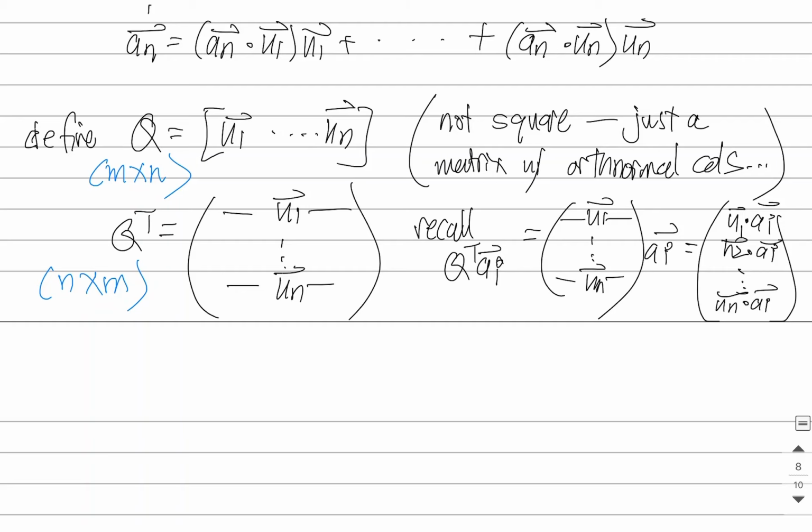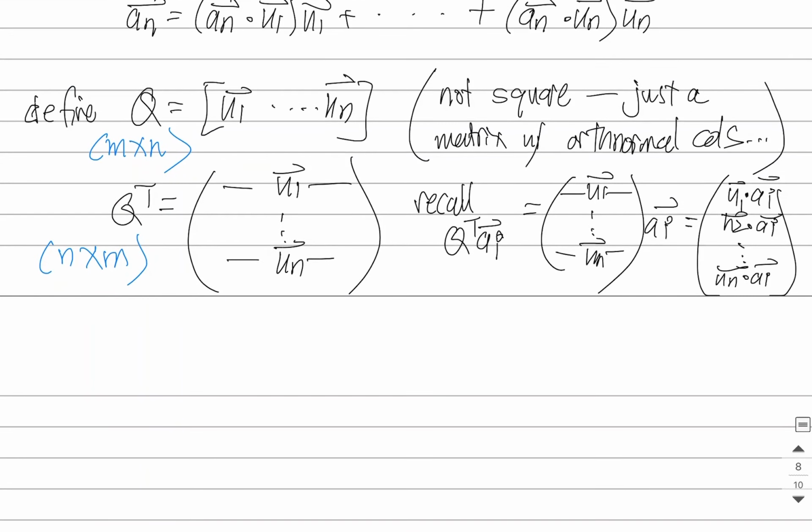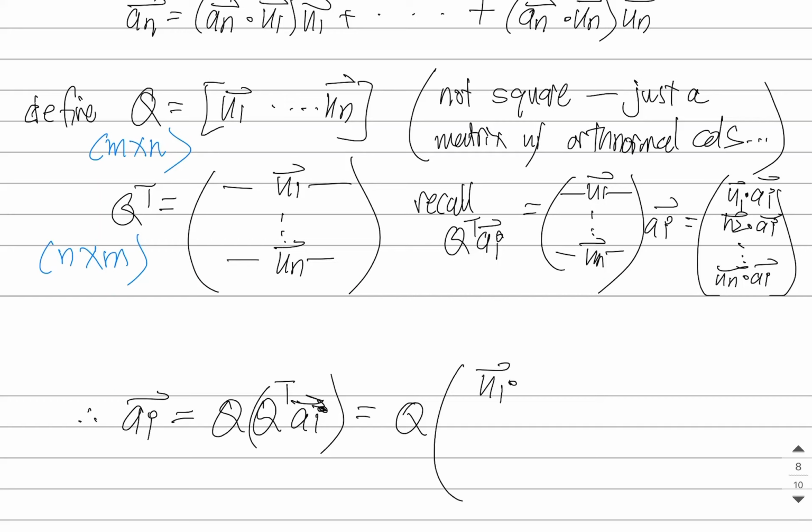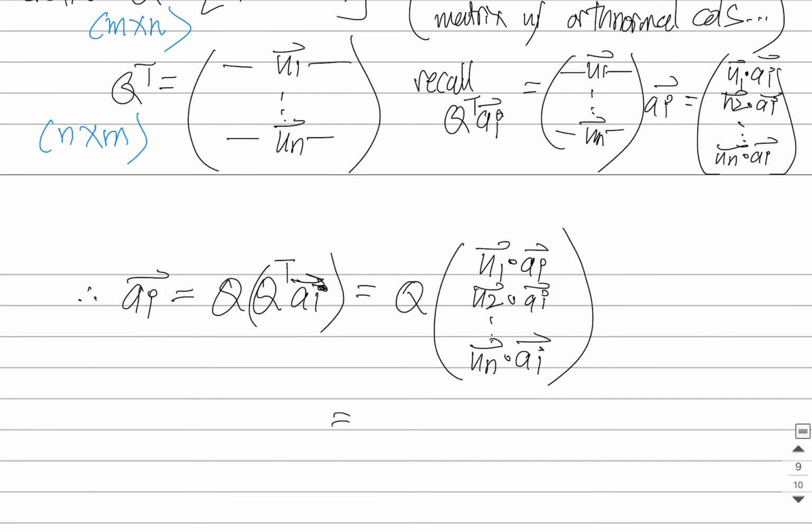We talked about this before, but that's possible for us to write that way. And then at the end of the day, what you will find is that I can take any vector and write it as this matrix product: Q times the result that I just got, u1·ai, u2·ai, all the way down to un dotted with ai. Because by definition of a matrix times a vector, I'm just taking the columns of Q and weighting them by each one of these entries.